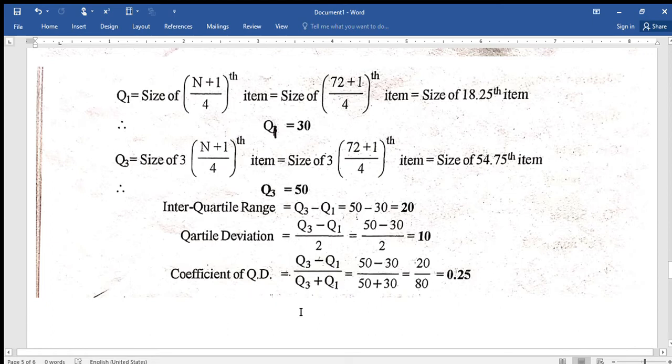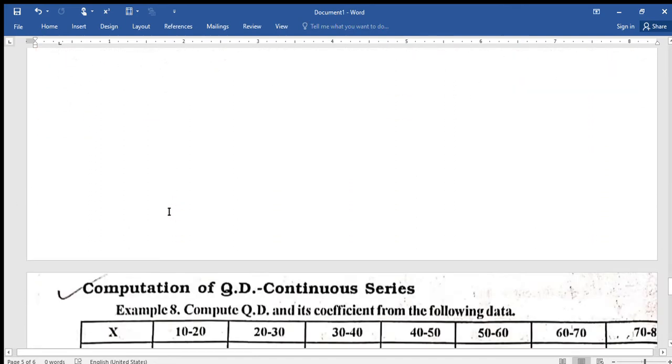Q3 minus Q1 divided by Q3 plus Q1. If we substitute the values, the third quartile is 50 and the first quartile is 30. Third quartile minus first quartile gives 20. Third quartile plus first quartile, 50 plus 30, is 80. If we simplify, 20 divided by 80, we get 0.25. Did you understand? Yes.